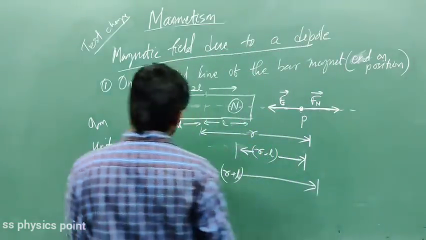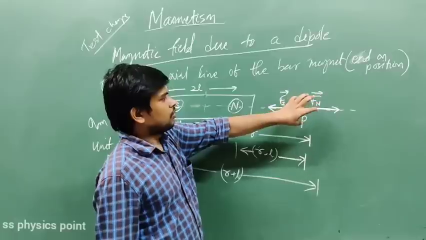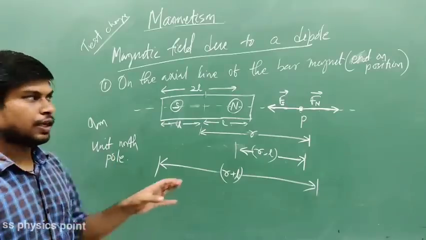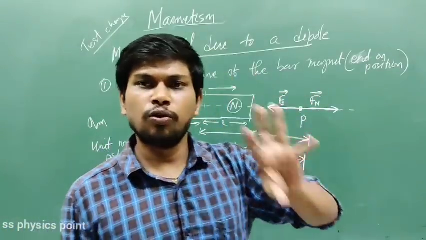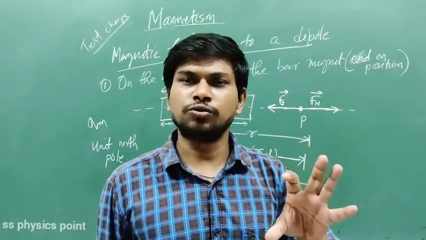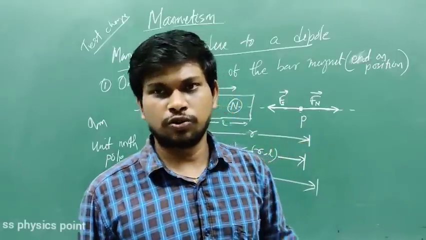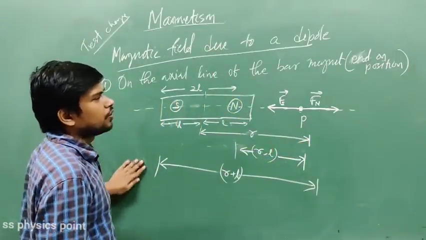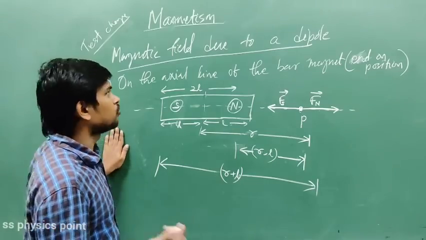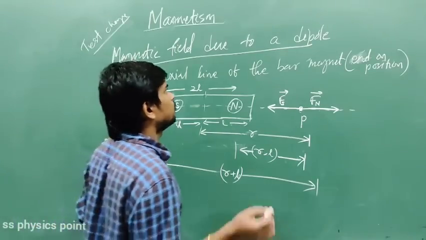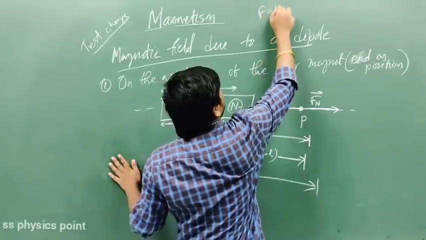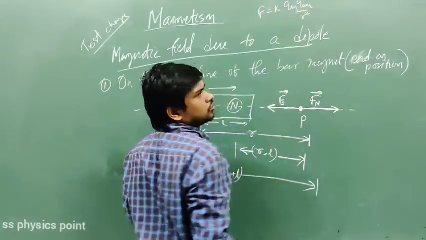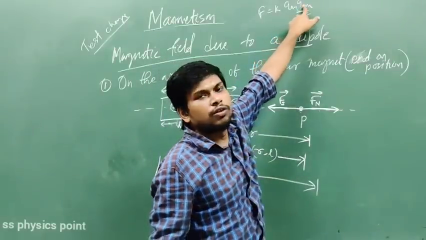Here also you can say you are taking a magnet of unit pole strength, and you are assuming the pole to be north pole. Remember that one, unit pole strength. What is the value of unit pole strength? You can calculate from Coulomb's force: F equals K Qm1 Qm2 by r square. So from here you can calculate the unit of pole strength.